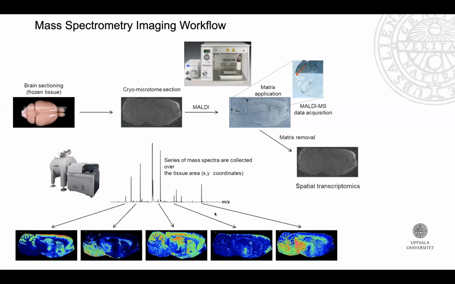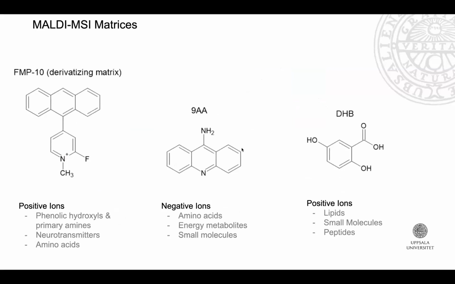A typical mass spectrometry imaging workflow usually starts with some kind of tissue. In this case, it was a brain, mouse brain to be precise. So you start by cutting it using a cryomicrotome, which means that we have fresh frozen samples. We then do the MALDI. We apply the matrix using the sprayer that we can see here in the image on top, and we analyze it using the mass spectrometer. The difference here is that when we also want to do spatial transcriptomics afterwards, we remove the matrix before that. So there is no interaction going on there.